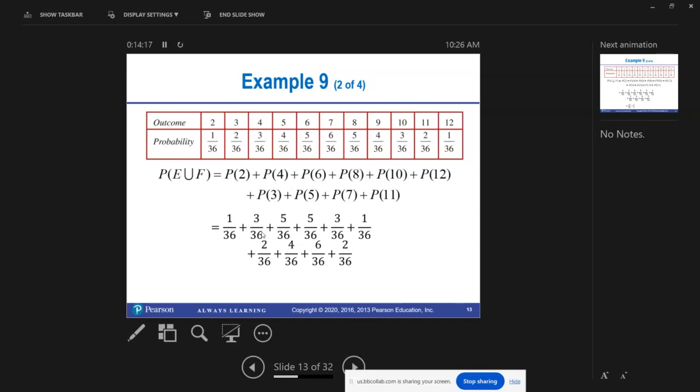Okay, so that's 1 over 36, 3 over 36, so on. And I'm just grabbing the numbers from the chart for each of these. So 2 is here, 1 over 36. 4 is 3 over 36 here. 6 is 5 over 36, and so on. Okay. So then we're going to add all of those up. They all have a denominator of 36, so we just need to add 1 plus 3 plus 5 plus 5 plus 3 plus 1 plus 2 plus 4 plus 6 plus 2, which gives me 32 over 36, and that reduces to 8/9.